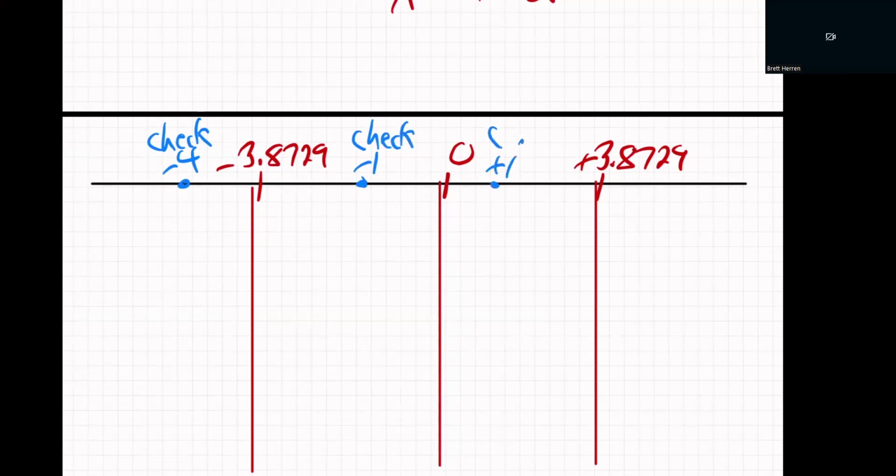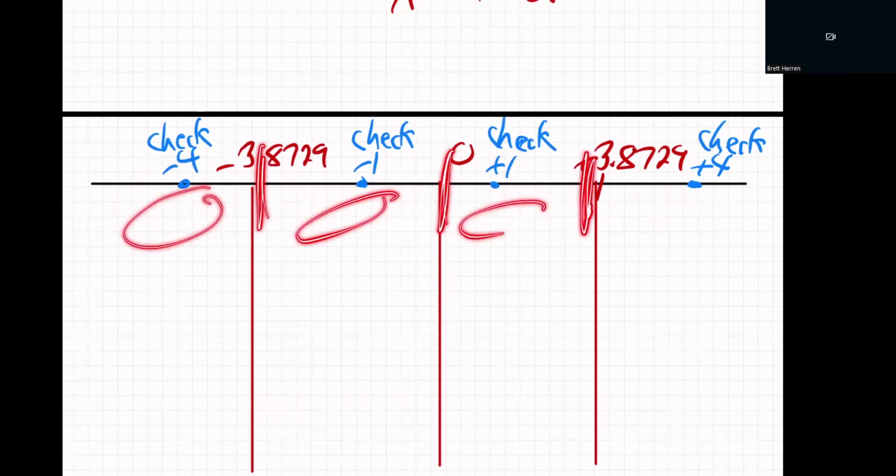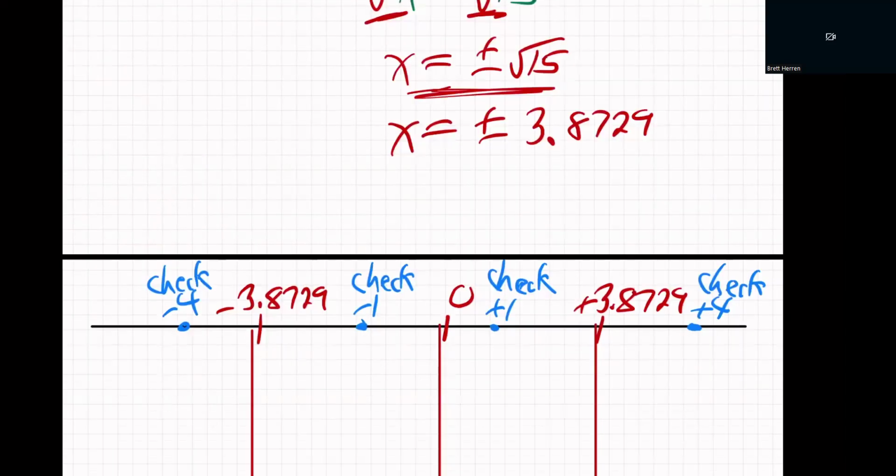I'm going to check something in this region, positive 1. And something to the right here, like positive 4, 5, 6, 7, anything. So we're checking the four regions. There's three critical breaks creating four regions. We're checking each region. Checking what?